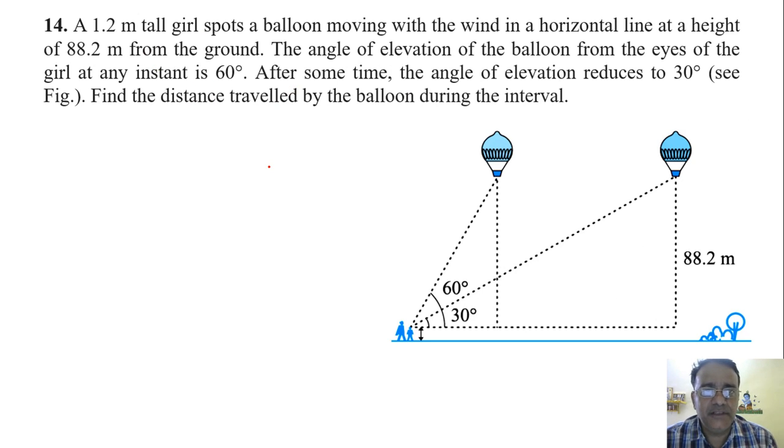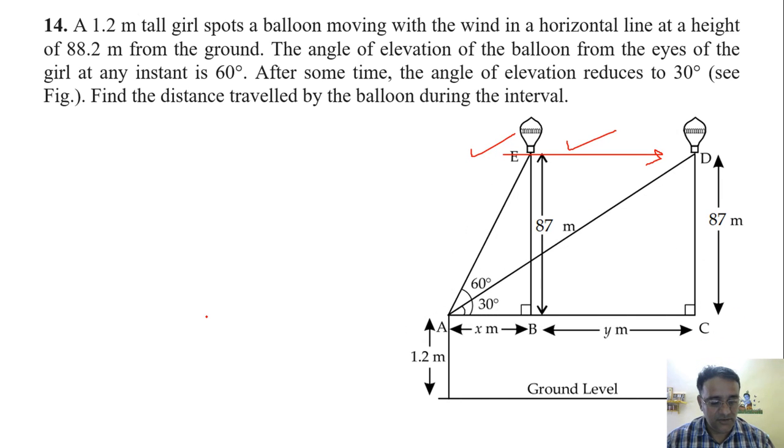A 1.2 meter tall girl spots a balloon moving with the wind in a horizontal line at a height of 88.2 meter from the ground. The angle of elevation of the balloon from the eyes of the girl at any instant is 60°. After some time, the angle of elevation reduces to 30 degree, because it has moved from here to here. Find the distance traveled by the balloon during the interval. So this distance we have to find. Is the question clear to all of you?